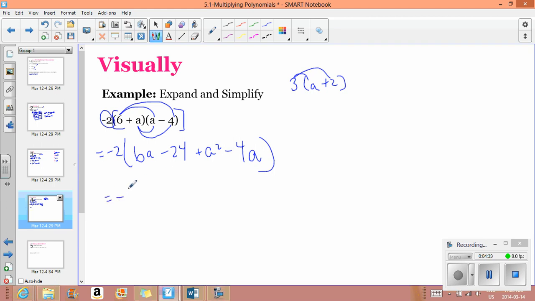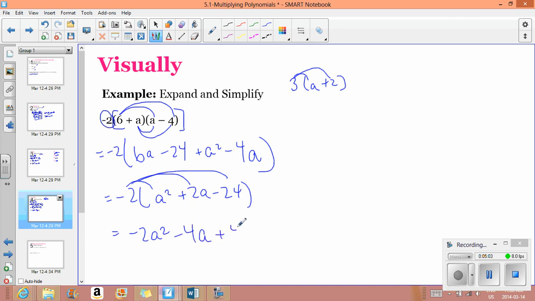So we can simplify now and get our like terms together. 6a minus 4a, and I'm going to switch the order around all in one. So 6a and negative 4a, that would be 2a. So we'd have a squared plus 2a minus 24. Now we can take this negative 2 and we can distribute it in just like we have always done since grade 8. Minus 4a, and then plus 48. And so that's it expanded just from visually looking at it.